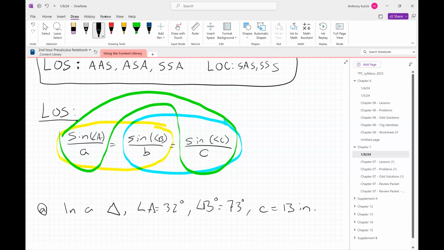Actually, I'm going to do this. Okay. So we're asked to solve the triangle. We're told angle A is 32 degrees, angle B is 73 degrees, and side C is 13 inches. My first step is going to be to draw and label a picture, because I want the picture to decide which situation I'm in, right?